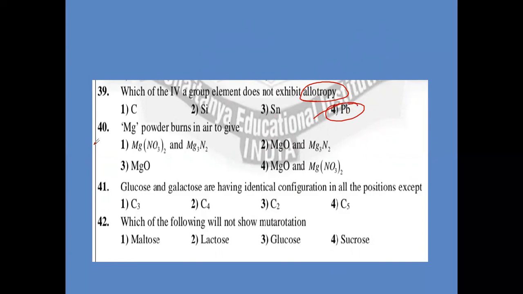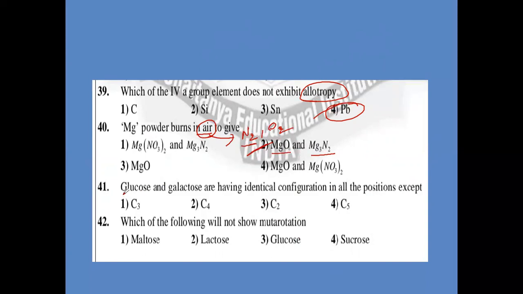Okay. Next. Magnesium powder burns in air to give what? Air contains nitrogen gas and oxygen gas. So the magnesium reacts with oxygen to form magnesium oxide. Magnesium reacts with nitrogen to form magnesium nitride. So magnesium oxide and magnesium nitride will be the products.